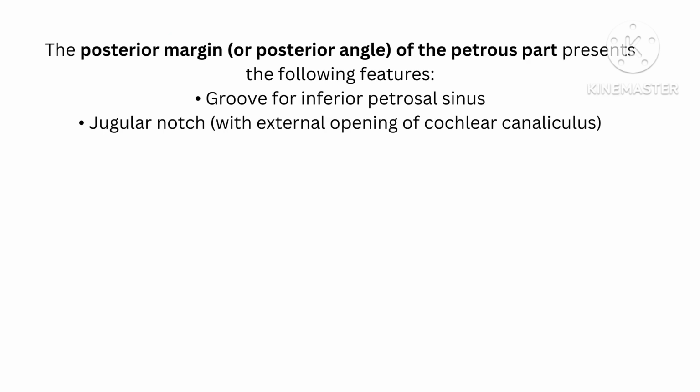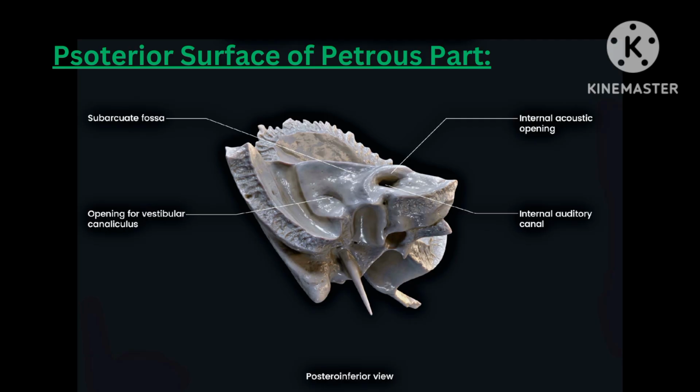The posterior margin, or posterior angle, of the petrous part presents the following features. Groove for inferior petrosal sinus. Jugular notch, with external opening of cochlear canaliculus. The groove for inferior petrosal sinus is formed by the junction of the petrous part of the temporal bone with the basilar part of the occipital bone. It houses the inferior petrosal sinus, one of the dural venous sinuses.